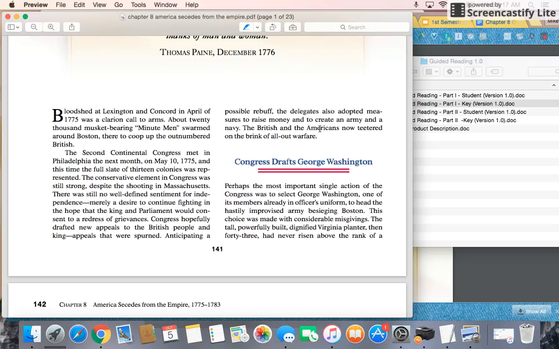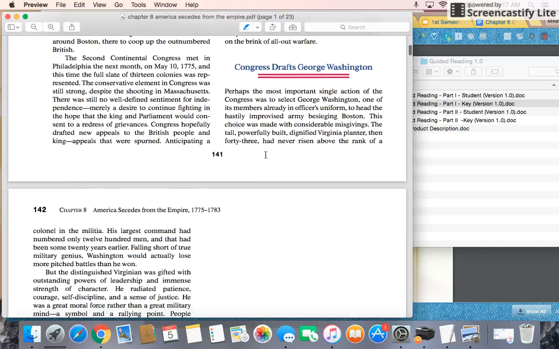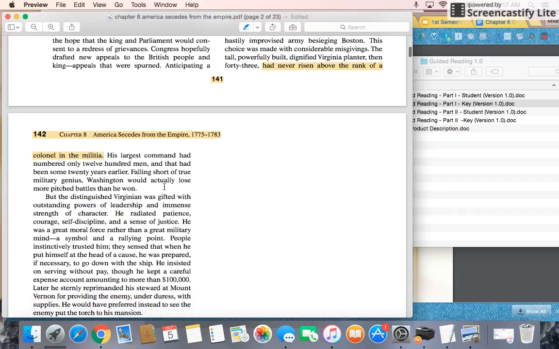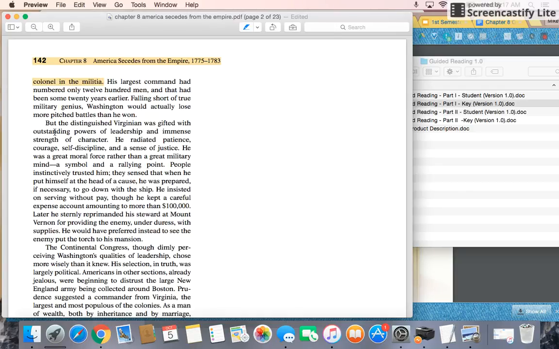So let's look at this first read here, and I've gone through this already. Washington had never risen above the rank of a colonel in the militia. Falling short of true military genius, Washington actually lost more pitched battles than he won. Some of the other qualities we see about George Washington: he was gifted with outstanding powers of leadership and immense strength of character. He radiated patience, courage, justice, self-discipline, and a sense of justice. He's the guy that we're going to rally around.